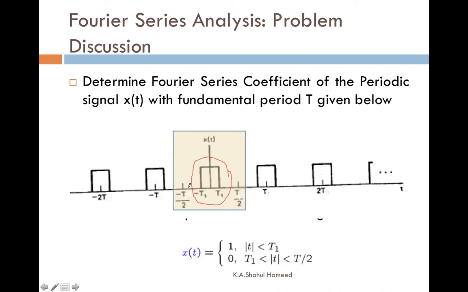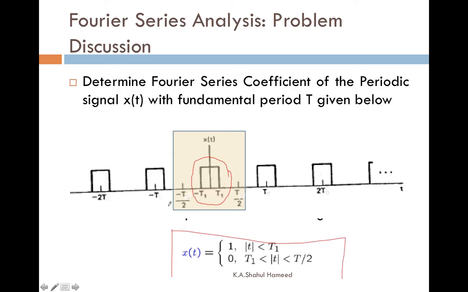We need to first find the mathematical expression for this particular pulse. I already told you that a periodic signal will repeat over each and every time period. The same waveform will repeat over each and every time period. So first we are going to write the mathematical expression for this particular signal. The mathematical expression is given here.